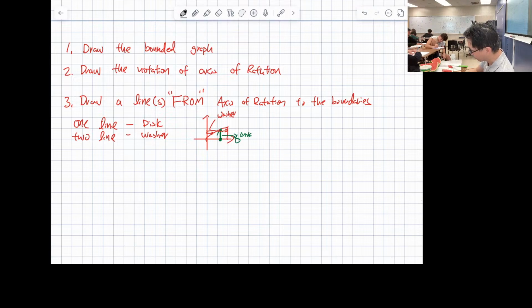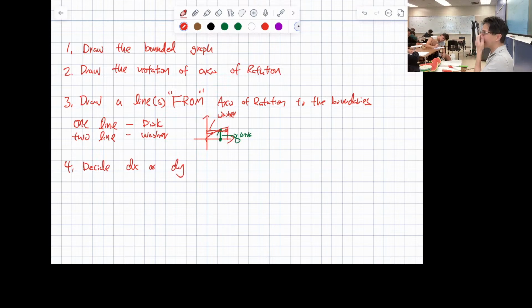So step 4. Step 4 is decide dx or dy. Dx and dy is very important because if you have a dx, then your function should be in terms of x. You should evaluate everything in terms of x. It'd be y equal to x squared plus 4. X squared plus 4 is your function. Does that make sense? If it's in x. If it's a y, then you have to write y minus 4, square root of y minus 4, because it has to be in terms of y. So you have to know which type of function.